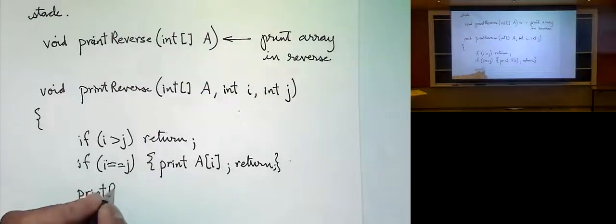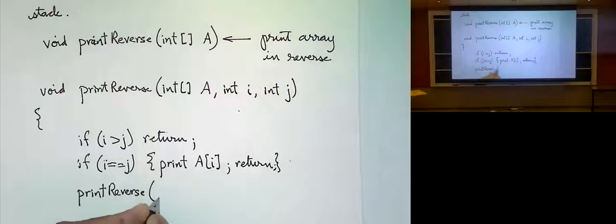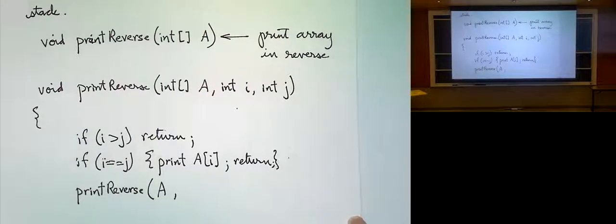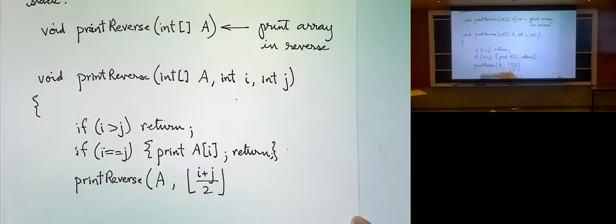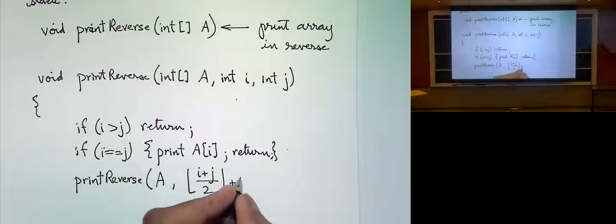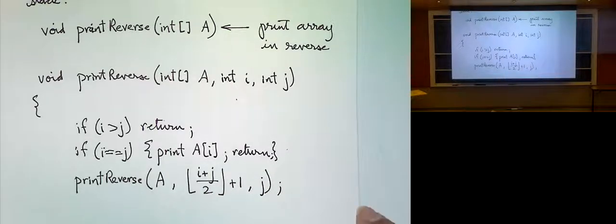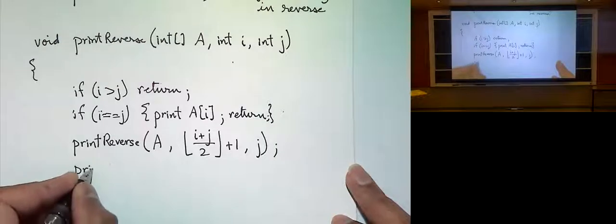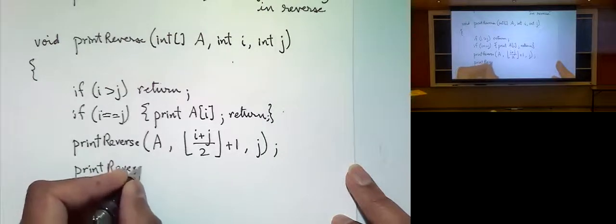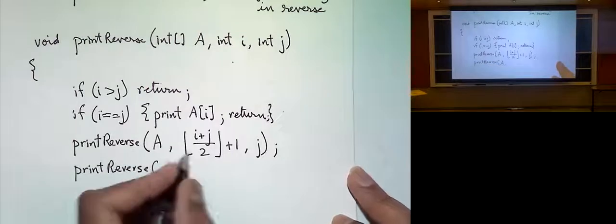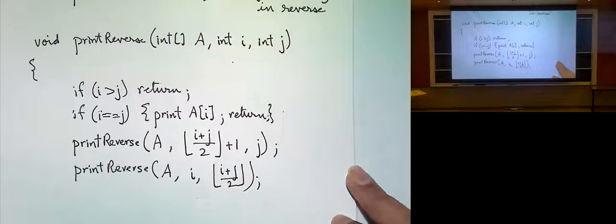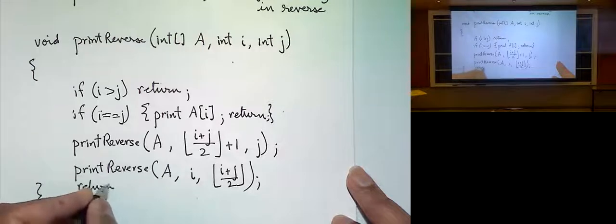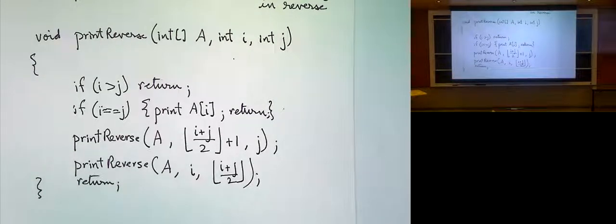Now what I do is I call print reverse on a, (i+j)/2 + 1, and j. Watch carefully. Then I call print reverse on a, i, and (i+j)/2, and then that's it, return. Okay, this is the code.